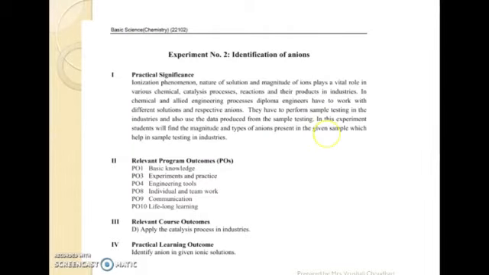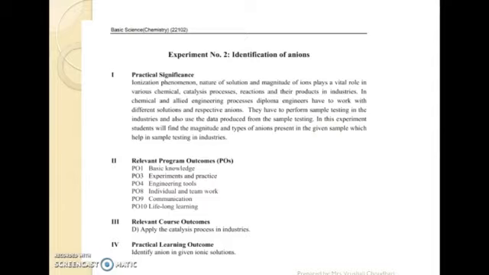Experiment number 2, identification of anions. Anions are obtained by ionization. When any salt solution is dissolved in water, it is divided or classified into two types, anions and cations. In the first experiment, we determined the cations. In today's experiment, we are going to determine the anions present in a solution.